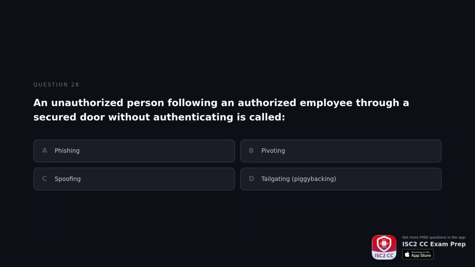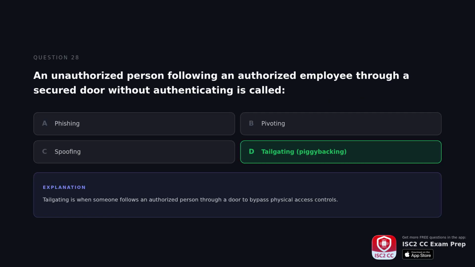An unauthorized person following an authorized employee through a secure door without authenticating is called: A. Phishing. B. Pivoting. C. Spoofing. D. Tailgating, or piggybacking. The correct answer is tailgating, or piggybacking. Tailgating is when someone follows an authorized person through a door to bypass physical access controls.